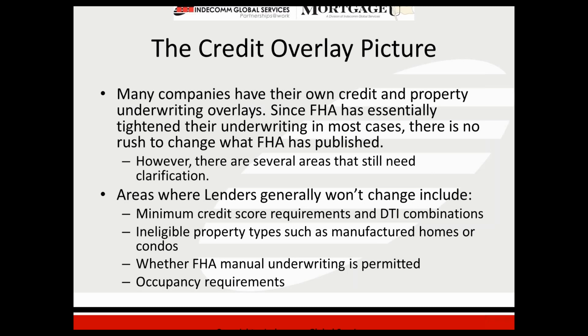So whatever ineligible property types you typically found in the 4155.1 or 4155.2 handbook, you're now seeing those same ineligible property types in the 4000.1 handbook. So you really didn't see any changes with that. Whether FHA manual underwriting is permitted: Home Point Financial does allow FHA manual underwriting, so that's a benefit for your borrowers.